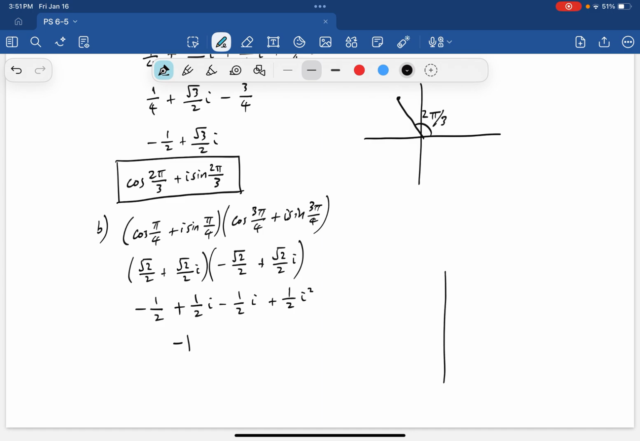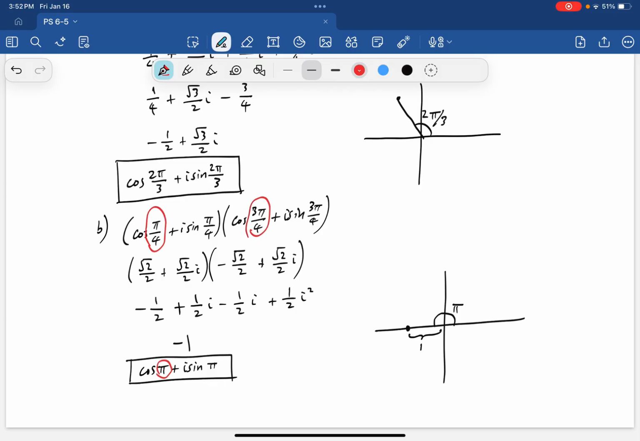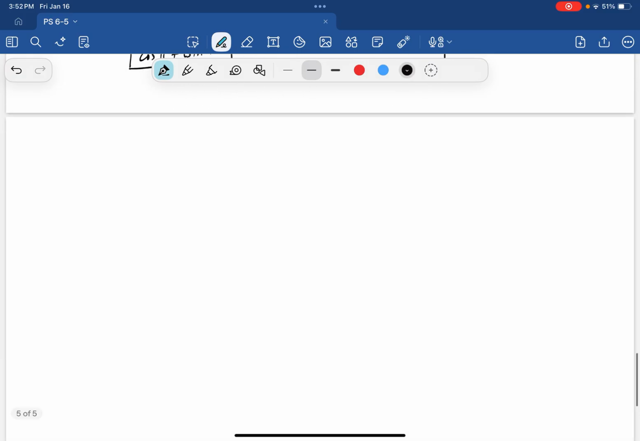Okay, and how do we write -1 in trigonometric form? Well, -1 is here, so the radius is 1, and the angle is pi. And so this is going to be cosine pi plus I sine pi. Okay, what do we notice? Pi over 4 times 3 pi over 4, giving us pi. Let's do the next one.